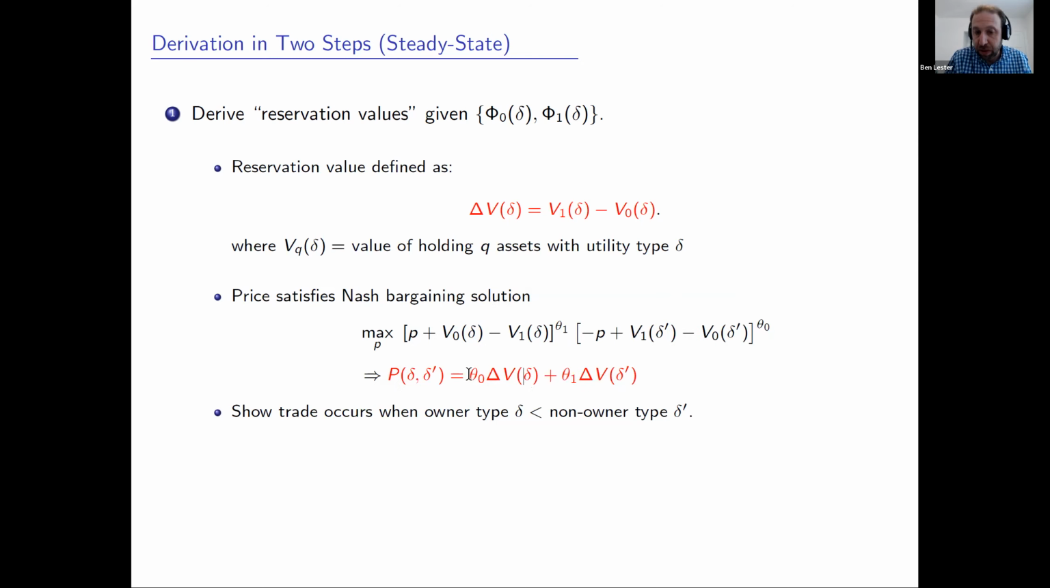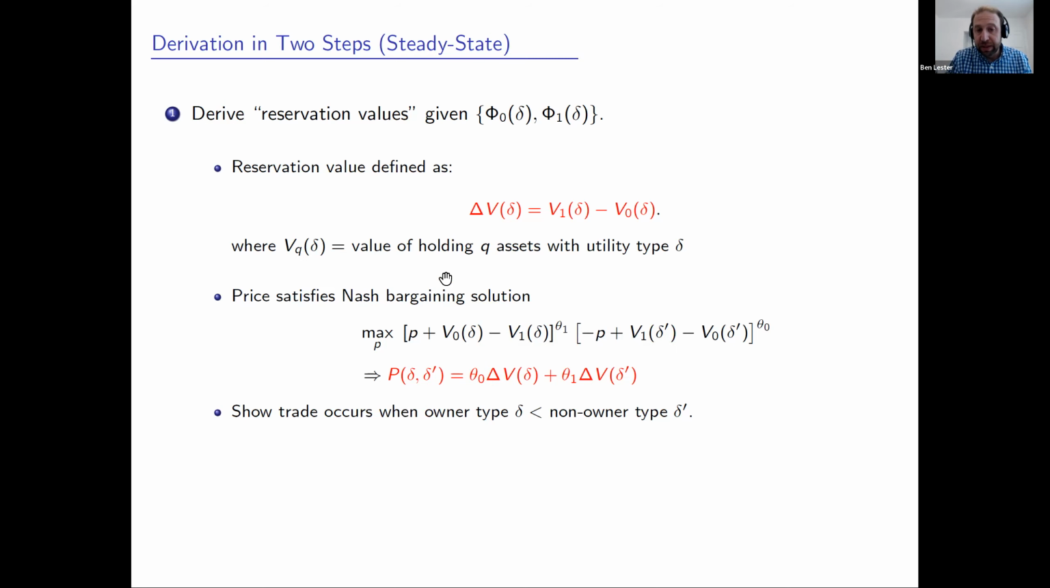And if the person who doesn't own the asset has all the bargaining power, they're going to pay a low price. They're going to pay the reservation value of the guy who owns the asset. And if the owner has it, he'll push the price higher to the reservation value of the non-owner.